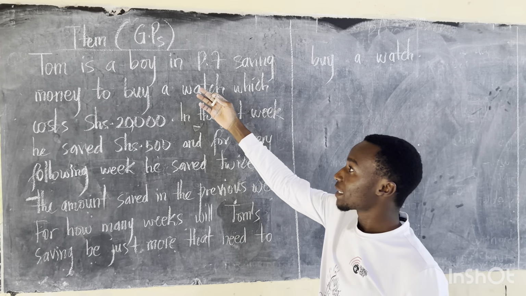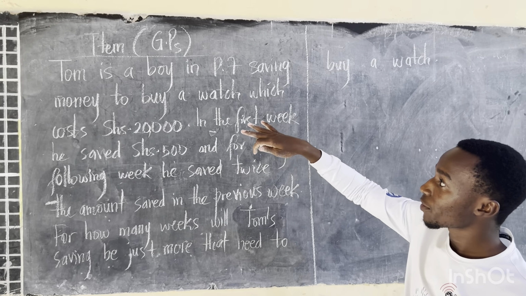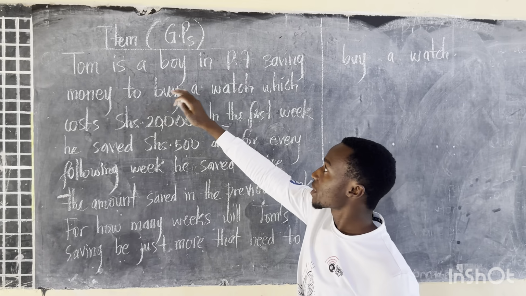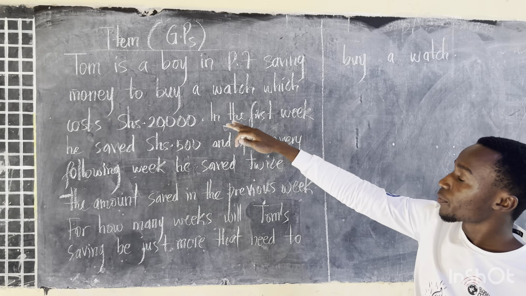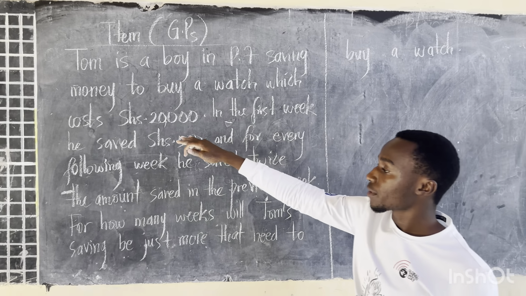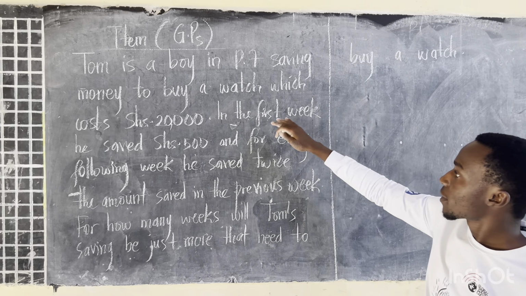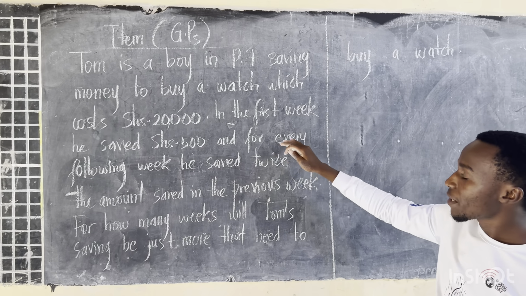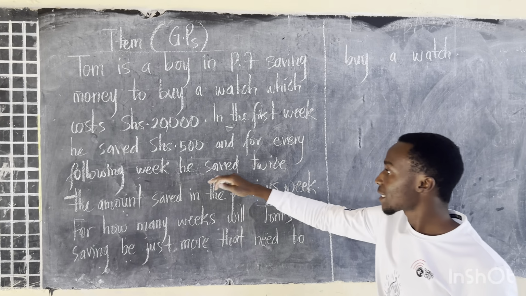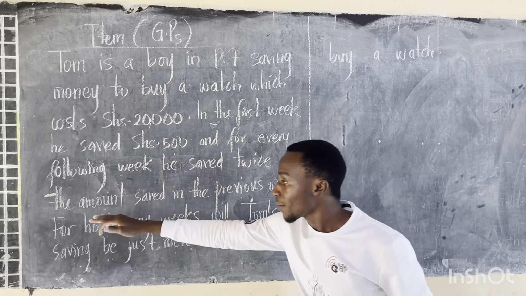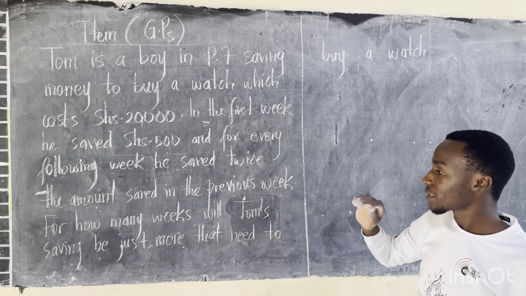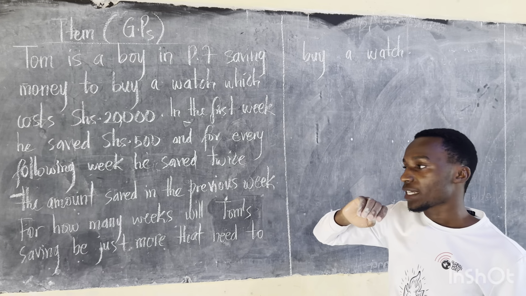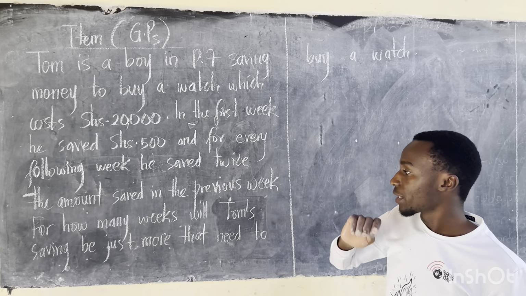Today we are going to look at this math question, and it's about GPs. The question says, Tom is a boy in B7 saving money to buy a watch which costs 20,000 shillings. In the first week, he saved 500 shillings, and for every following week, he saved twice the amount saved in the previous week.